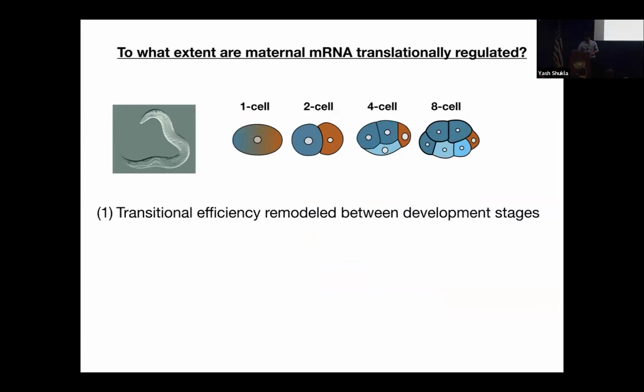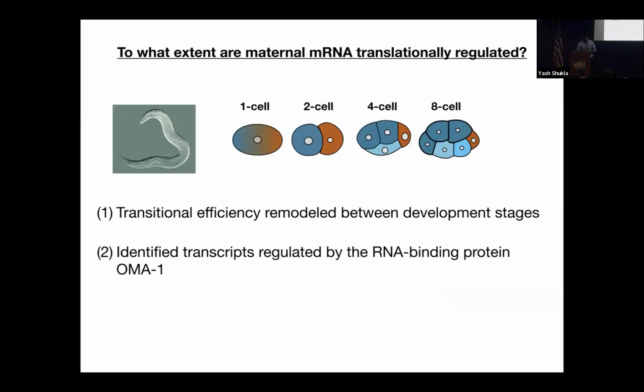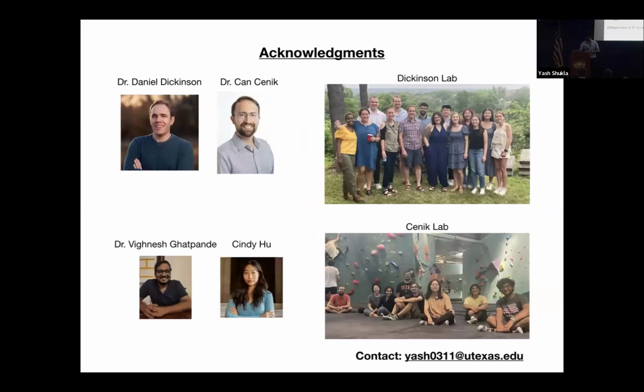And with that, I would like to summarize that what we've identified is translational efficiency remodeling as the embryo develops. We identified different transcripts that are regulated by OMA1. And also this repression in TE seems to be occurring prior to this phase separation.